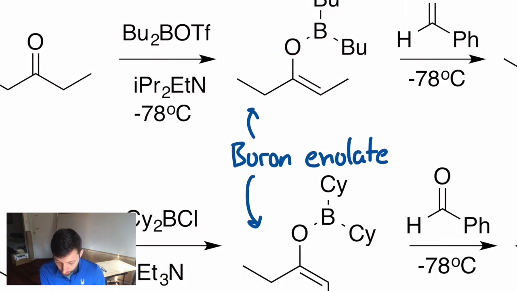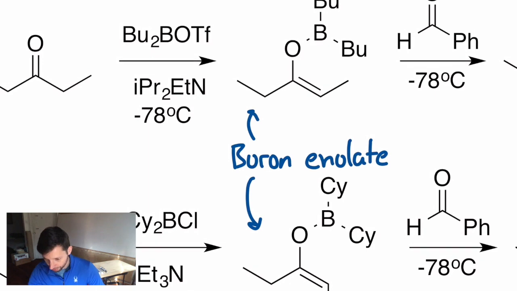reagent. Those are just butyl groups. That's what Bu stands for. OTF stands for triflate. It's similar to a tosylate, so it's kind of like a leaving group. So this is a boron that's quite electrophilic, so it can get attacked by the resultant negative charge that ends up on the oxygen. The triflate group leaves, and you get a new oxygen-boron bond.